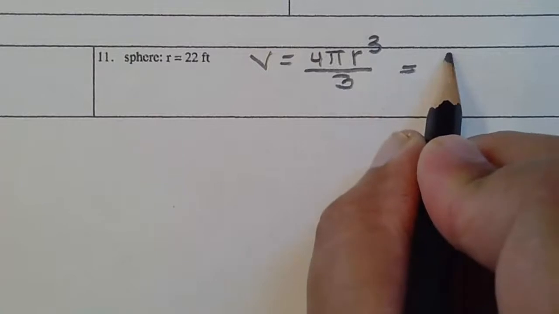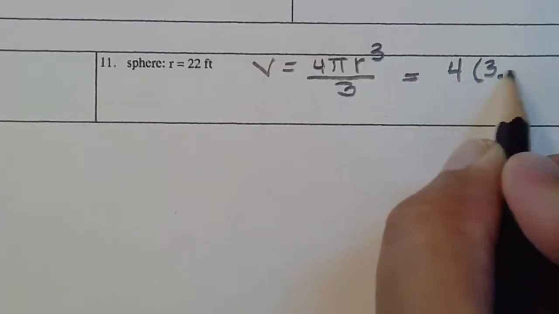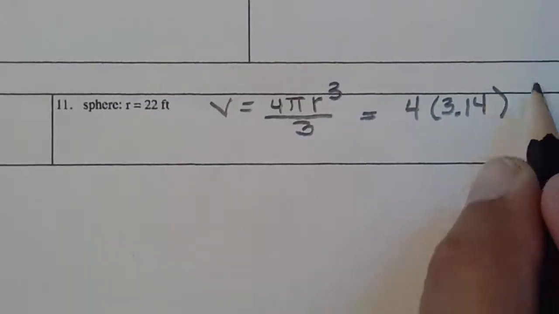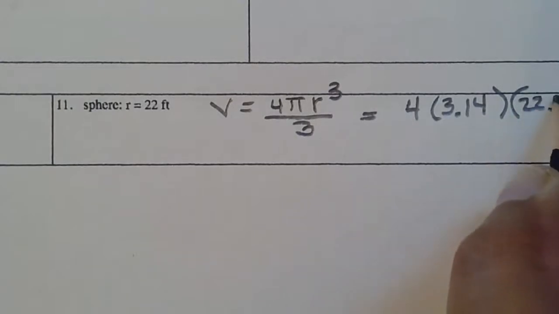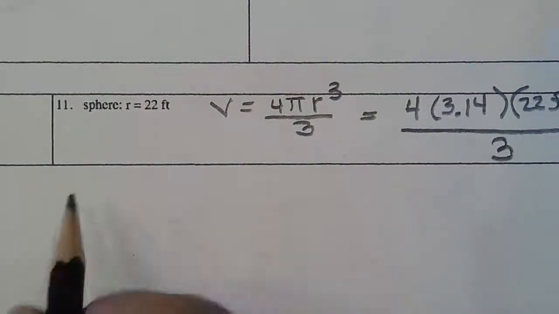So this would be 4. They said to use 3.14 in this particular worksheet. So I'm just following those directions. And then it's 22 feet cubed. Finally, after I get all that multiplied out, I'll divide by 3 as my very last step.